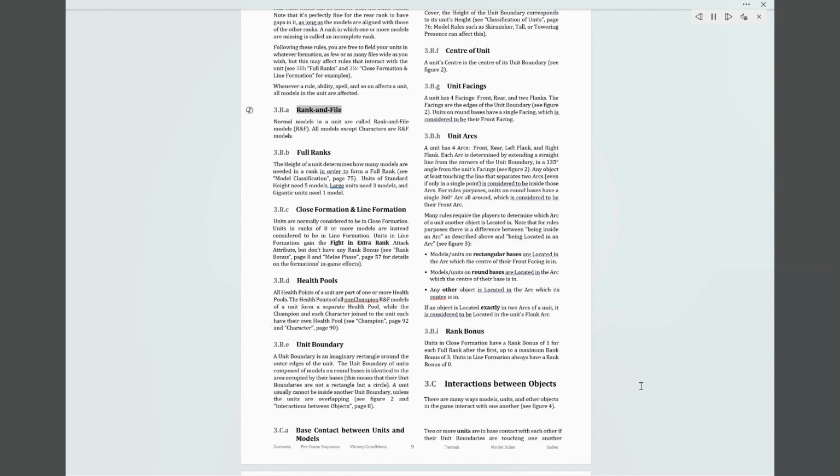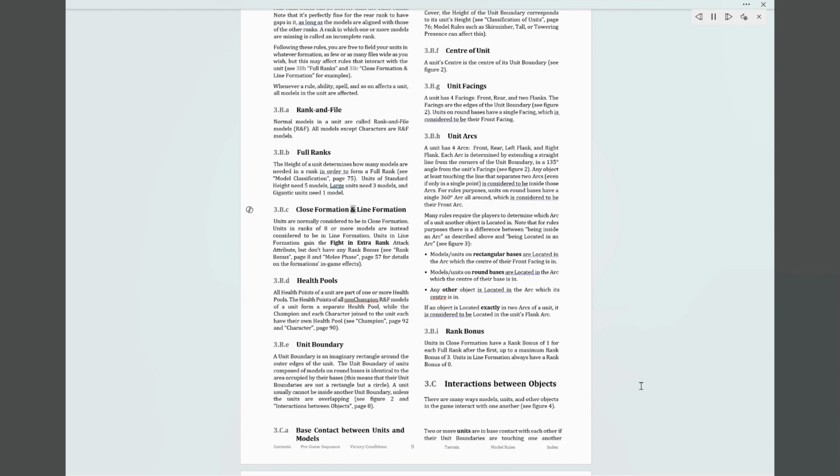Rank and file. Normal models in a unit are called rank-and-file models, RNF. All models except characters are RNF models. Full ranks. The height of a unit determines how many models are needed in a rank in order to form a full rank. See Model Classification, page 75. Units of standard height need 5 models, large units need 3 models, and gigantic units need 1 model.